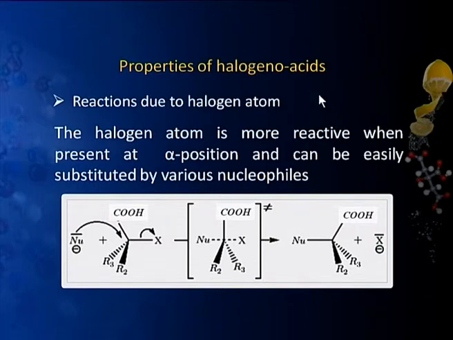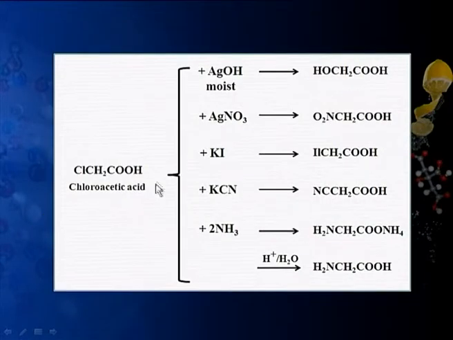Some common nucleophilic substitution reactions are that on treatment with even moist silver hydroxide, this chlorine can be substituted. Although in the case of alkyl halides, if we want to substitute the halogen, we have to treat it with sodium hydroxide or potassium hydroxide. Then on treatment with silver nitrite, we can get the nitro derivative. With potassium iodide, it can be iodo. With potassium cyanide, it can be cyano, and with ammonia, this can be replaced by an amino group. These are the usual reactions of these acetic acids.